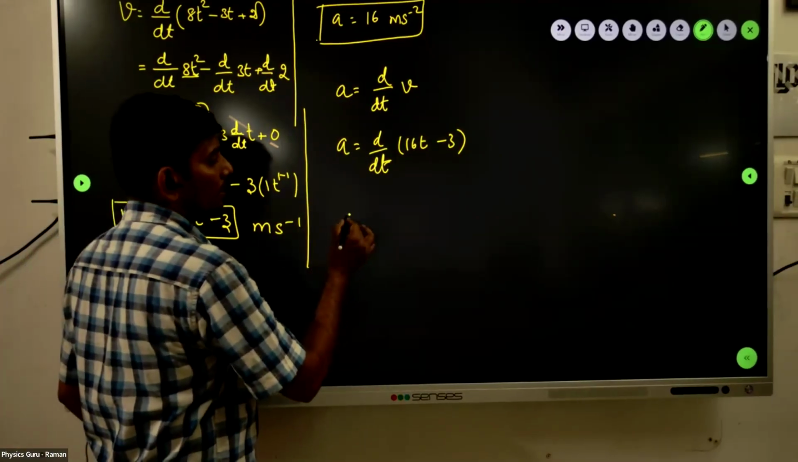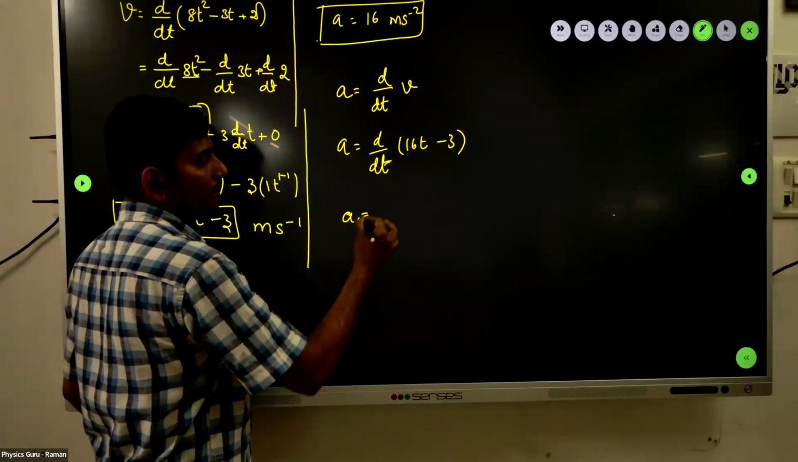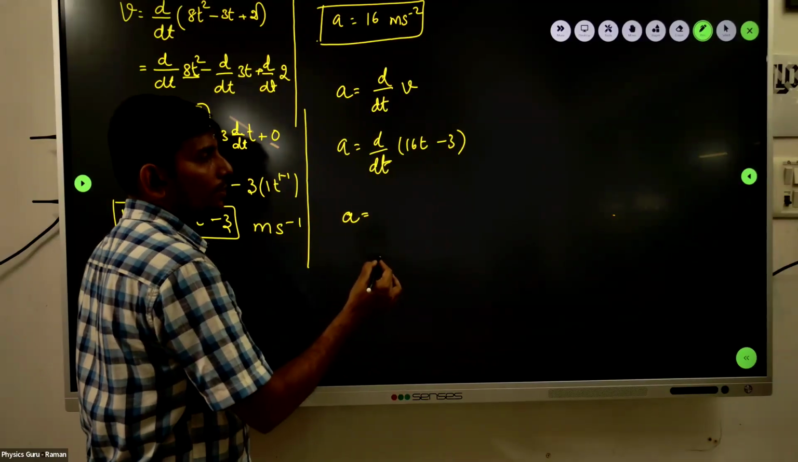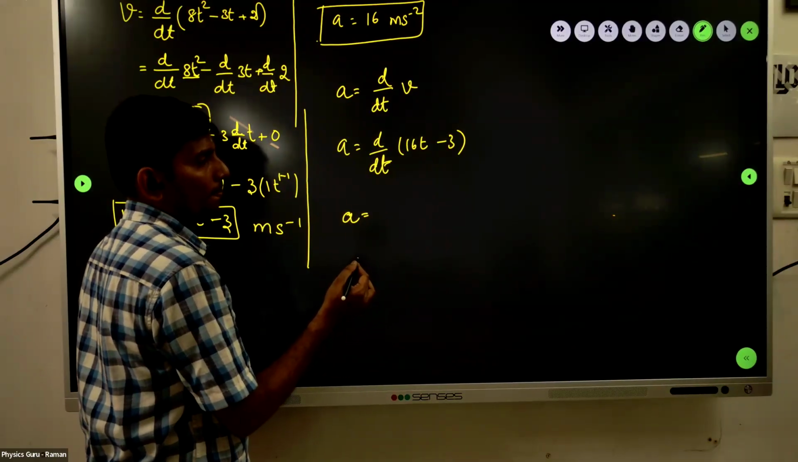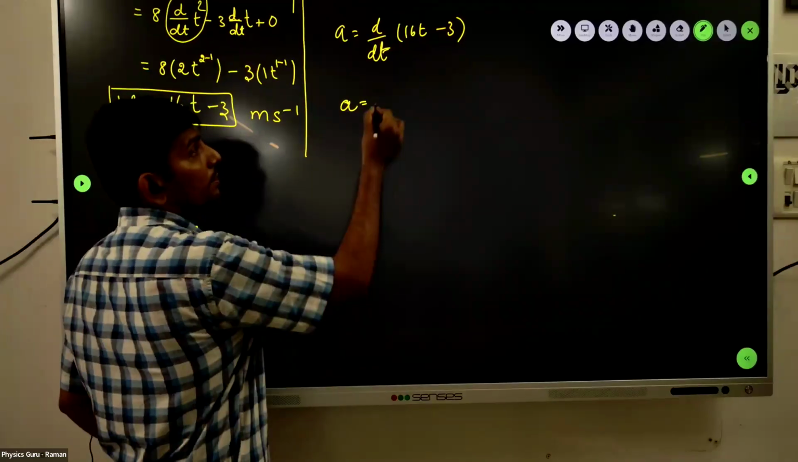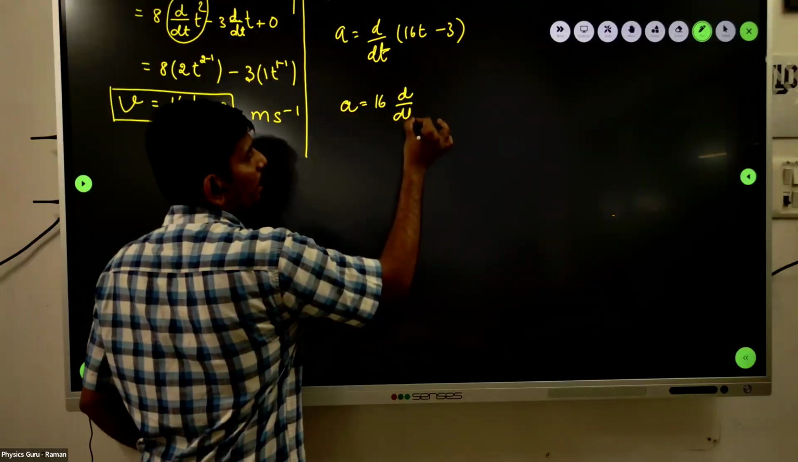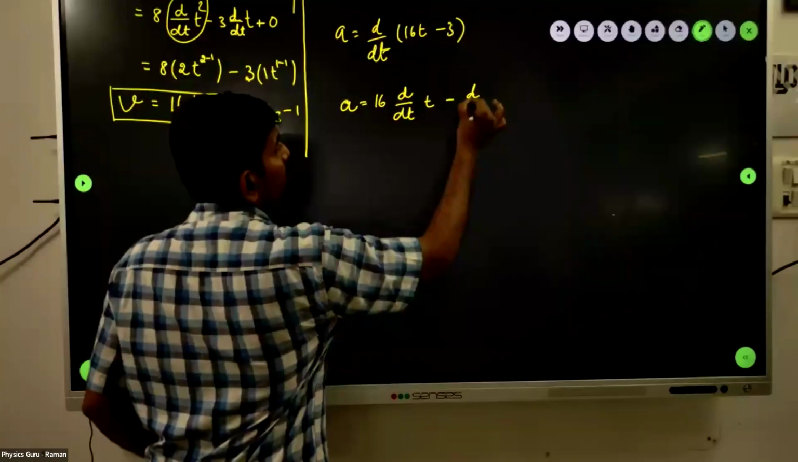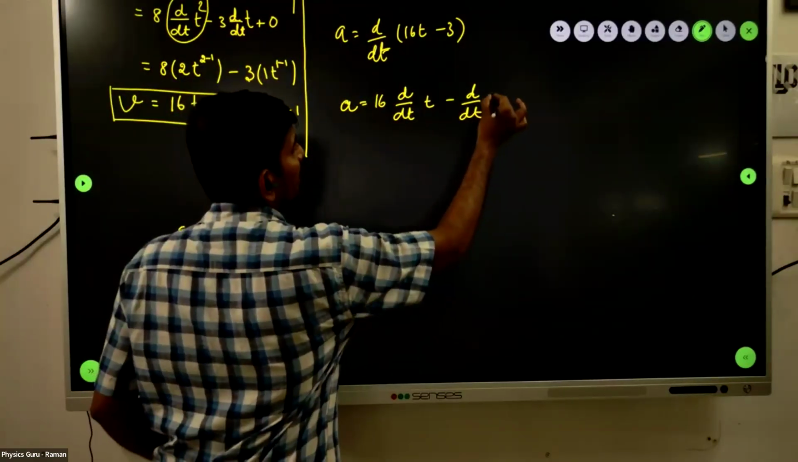Tell me, what value should come at this place? A is equal to, Harini, you guide me from here. Yes, sir. Okay, 16 into d by dt of t, minus 3 into d by dt of 3t. We should say "of", because this is a function of t.